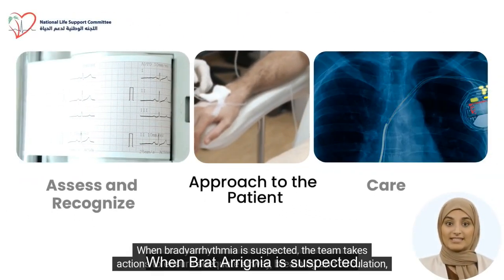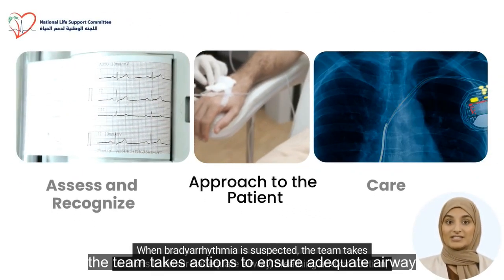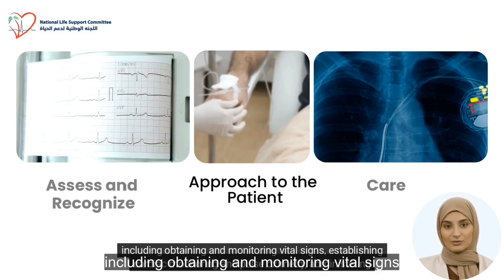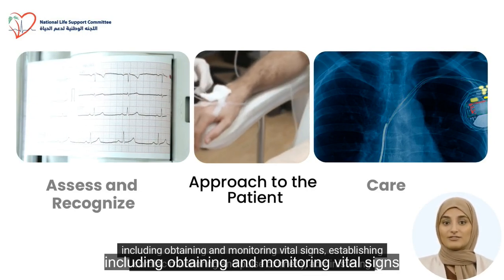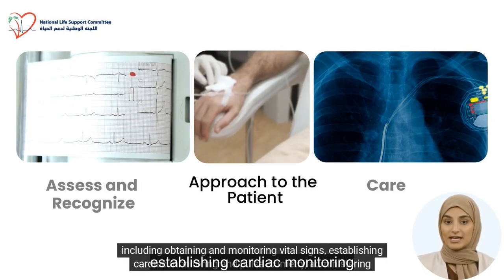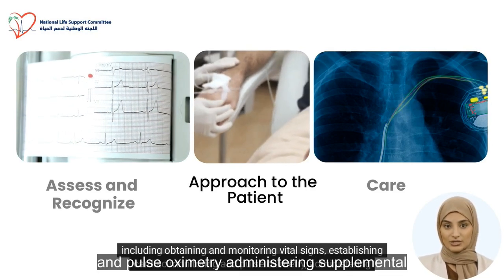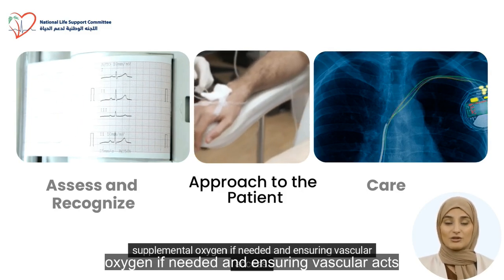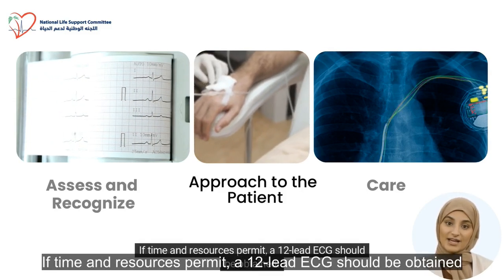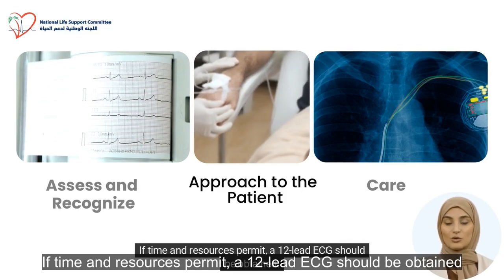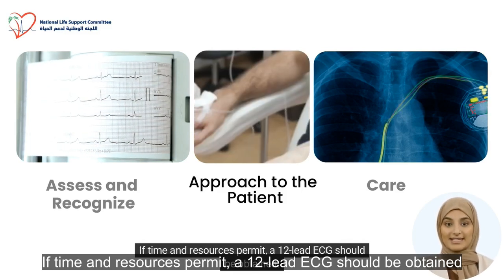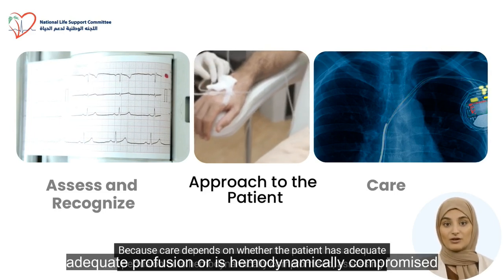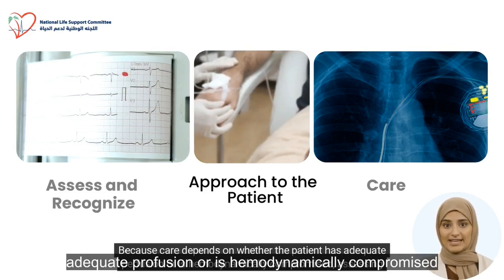When bradyarrhythmia is suspected, the team takes actions to ensure adequate airway, breathing, and circulation, including obtaining and monitoring vital signs, establishing cardiac monitoring and pulse oximetry, administering supplemental oxygen if needed, and ensuring vascular access. If time and resources permit, a 12-lead ECG should be obtained because care depends on whether the patient has adequate perfusion or is hemodynamically compromised.